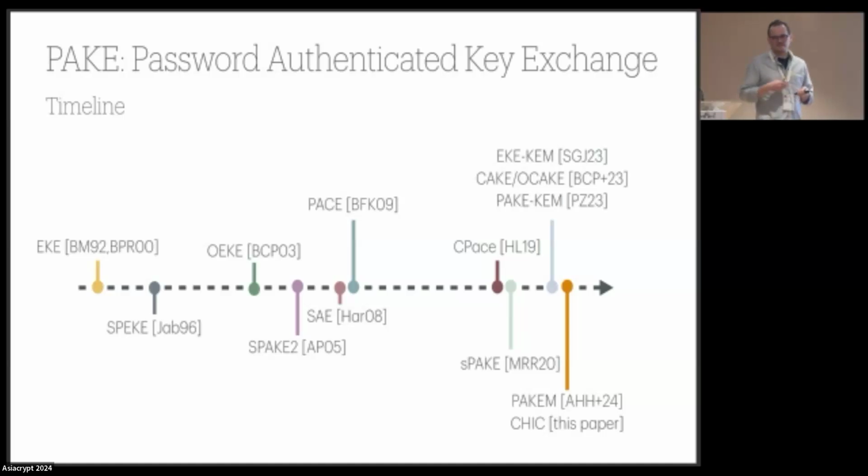All this started more than 30 years ago with the work of Bellovin and Merritt in 1992. Many protocols and multiple variants have since been proposed. A little bit more recently, one of them, CPace, was selected by the IRTF as a symmetric PAKE protocol. And more recently, as we'll see, many works have been proposed trying to upgrade PAKE protocols to post-quantum security.